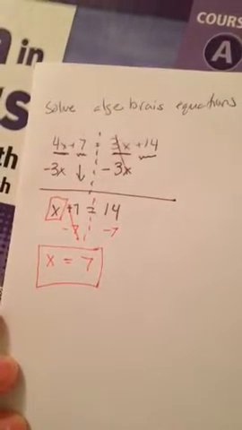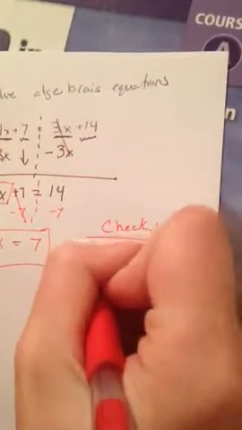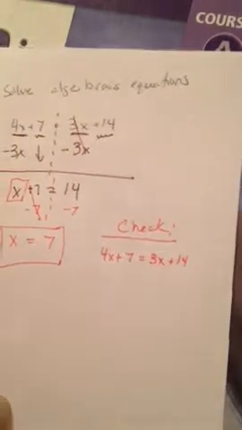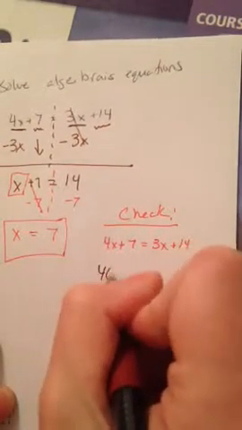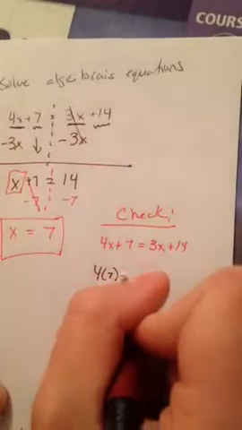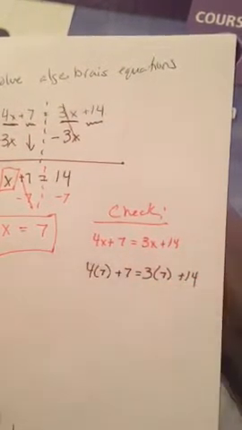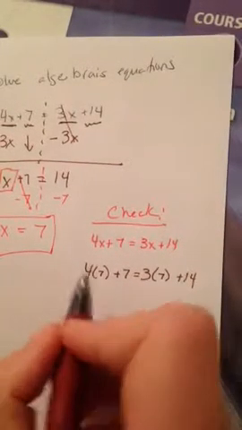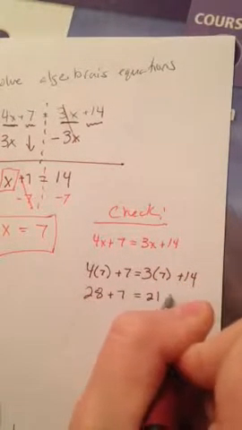Now the beautiful thing about algebra is I can check to make sure my answer is right. So I'm going to perform a check. I'm going to rewrite the original equation, which was 4x plus 7 equals 3x plus 14. Now my claim is that x equals 7. So wherever I see an x, I'm going to put a parentheses and a 7. So I have 4 times 7 plus 7 equals 3 times 7 plus 14. And now I'm going to work each side to see if I get the same answer. 4 times 7 gives me 28 plus 7 equals 21 plus 14.